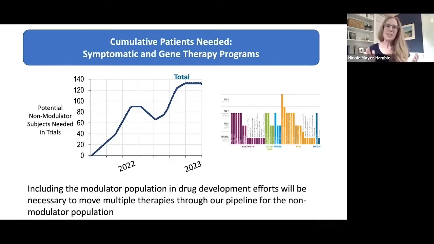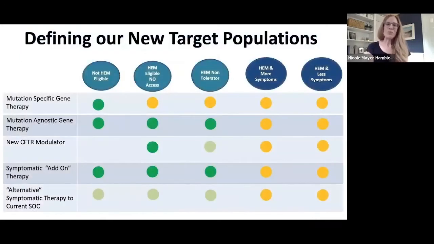So not only do we need to make sure we are doing development for all of our CF patients who can benefit from these therapies, but in particular, including the modulator population in drug development efforts will be absolutely necessary to move multiple therapies through the pipeline for the non-modulator population. So what we're trying to do here is take something that looks like this and turn it into something that looks a little bit more like this in terms of our drug development efforts.